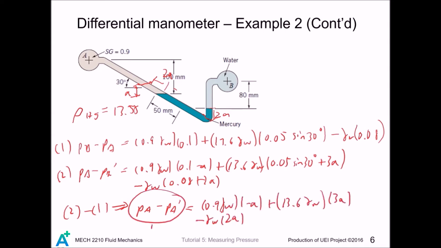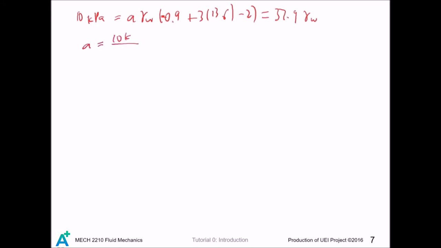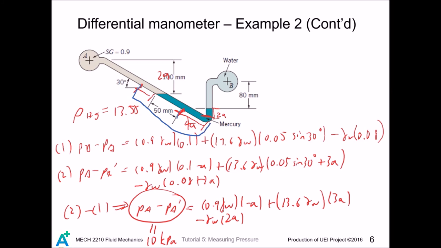But this guy equals 10 kilopascal. 10 kilopascal equals a gamma water times negative 0.9 plus 3 times 13.6 minus 2 equals. So a equals 10 k divided by 37.9 gamma water, and that is 0.02924 meter. But the question actually asks for this length, and this length is 4a, this length is 2a.